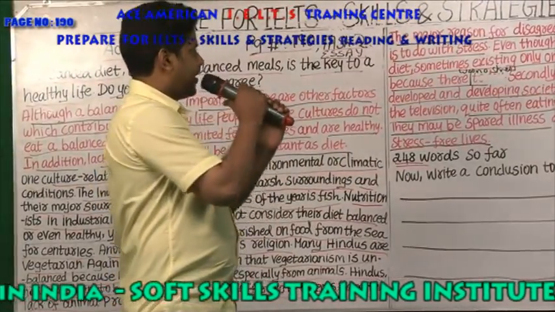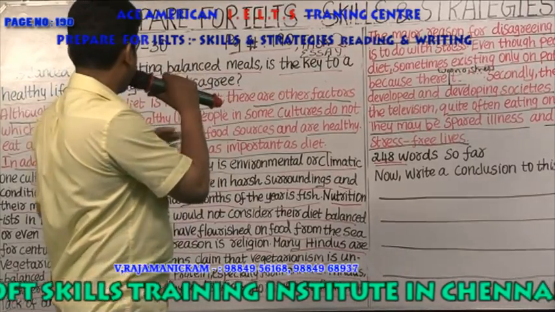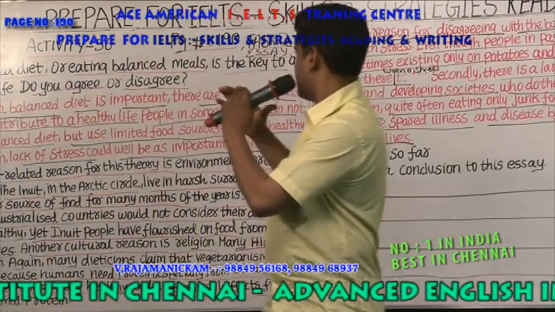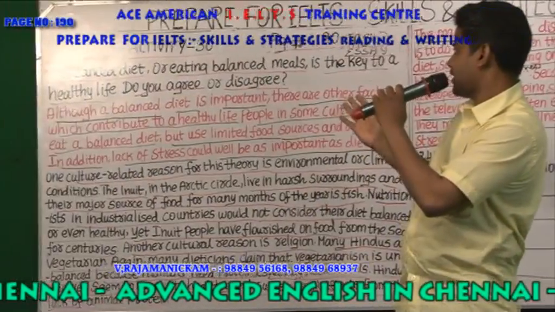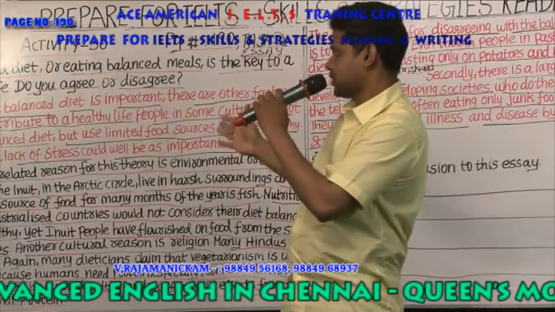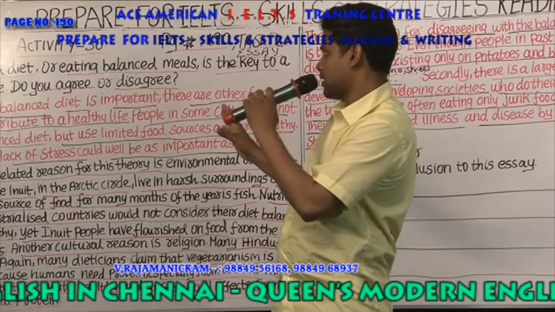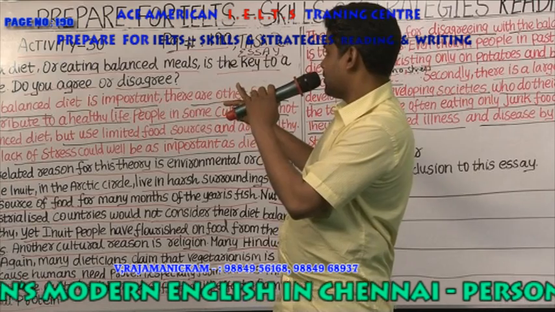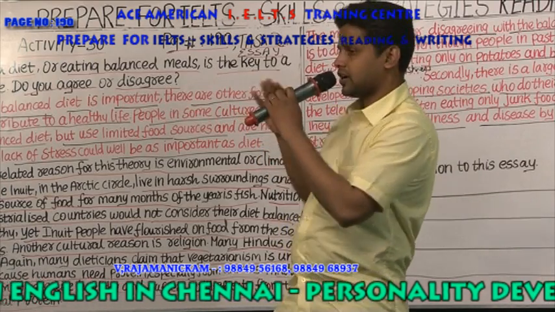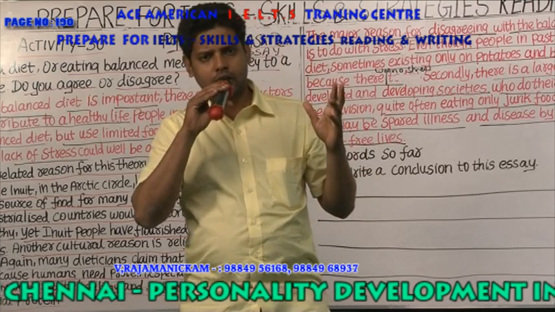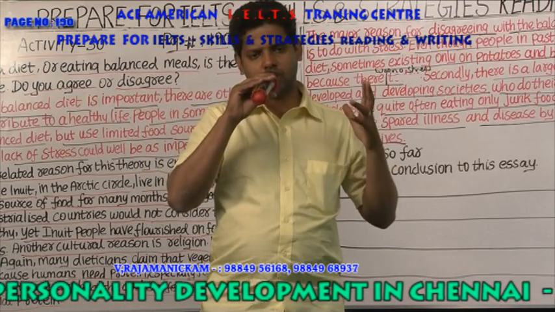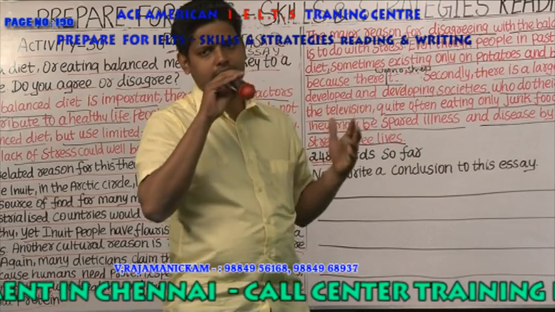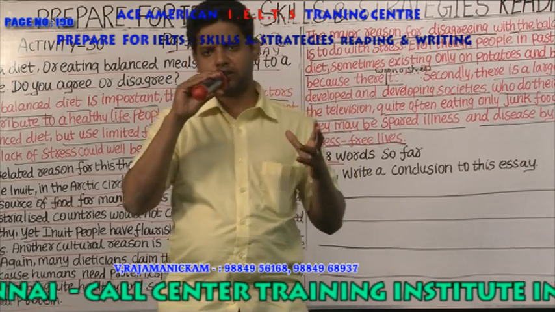Dear friends, as we understood from this essay, a balanced diet or eating a balanced meal is a key to a healthy life. Do you agree or disagree? From this essay, we could understand that it is not a balanced diet that is important, but food habits and culture and lifestyle, the work we do, the exercise we do. All these things are important with regard to a healthy life. It is not diet. Diet is not an important thing.